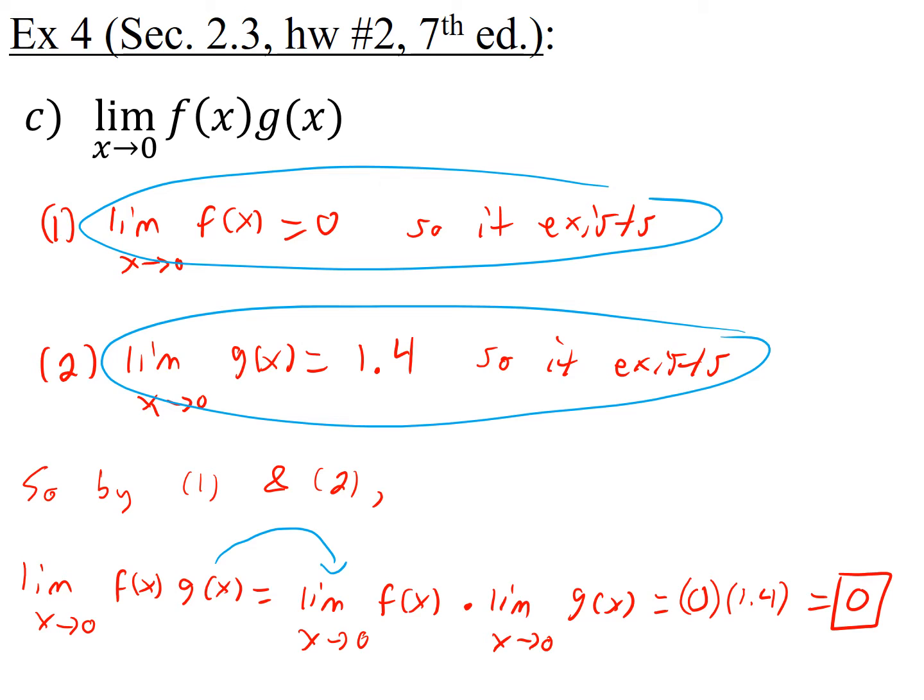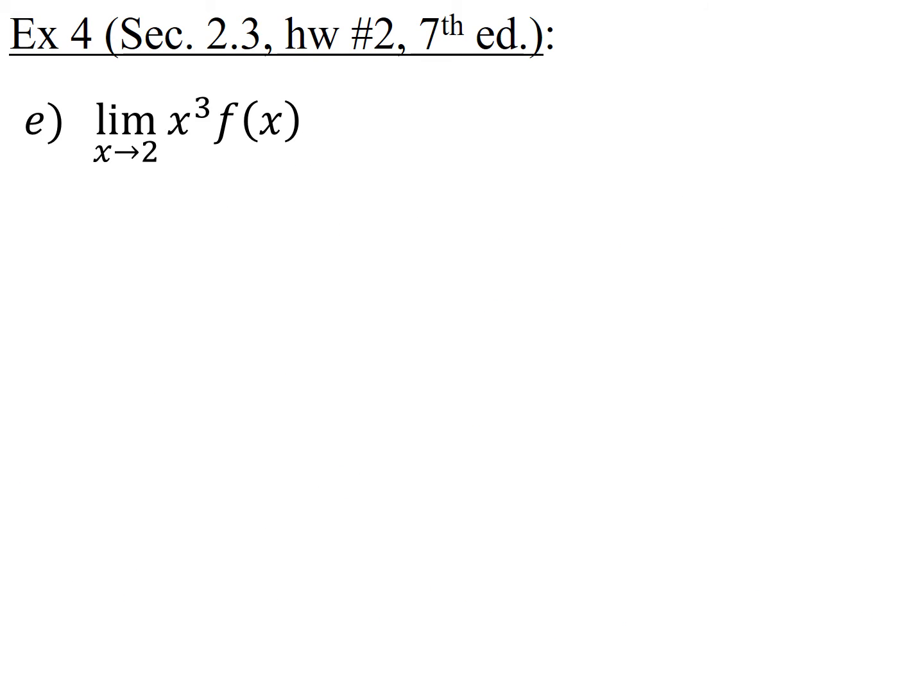All right, let's try another one. Okay, so here, again, it's multiplication. This time the functions are, so x cubed is one function and f of x is the other function. They're being multiplied. I want to put the limit in front of each thing separately, but I can only do that if each individual limit exists. So we know that the limit as x goes to 2 of x cubed exists because that's a limit law. The limit as x goes to 2 of f, we need to make sure that exists.